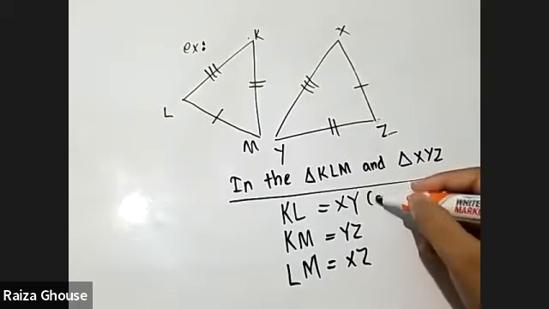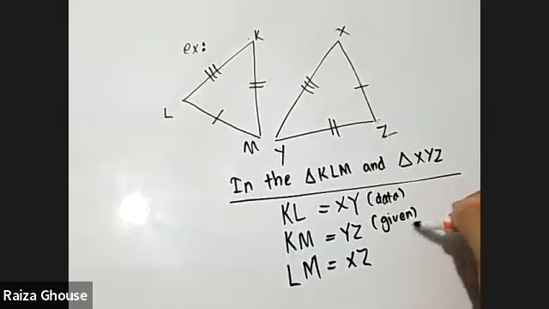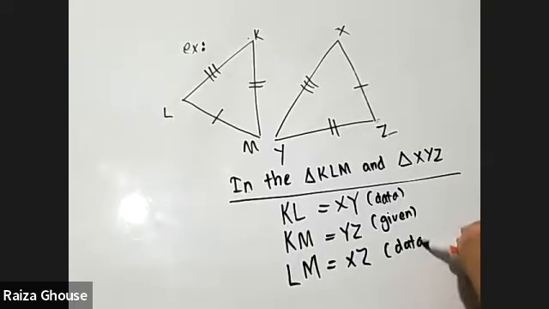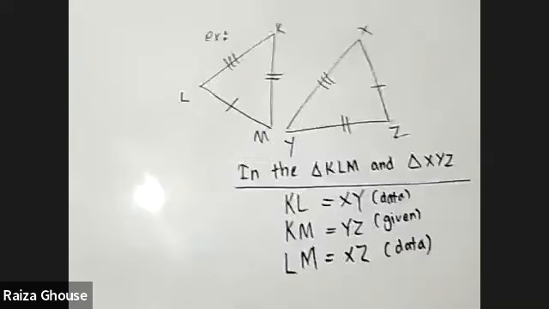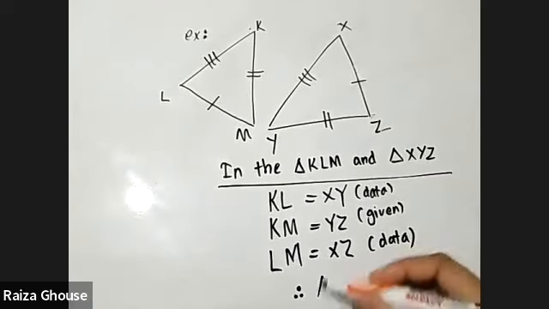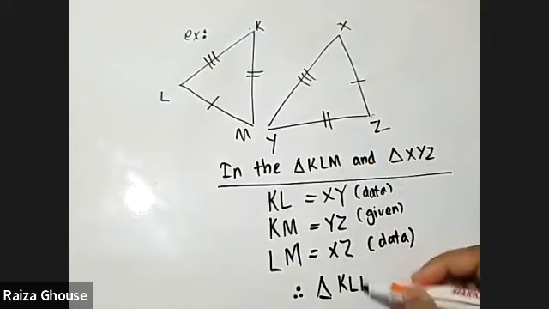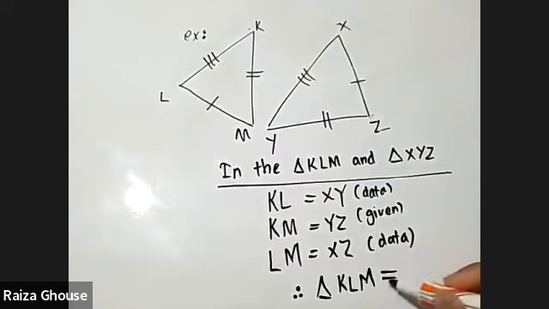Now for these, the proof is data, or you can say given. You should write that. How do you know it is equal? It's directly given, it's provided for us. So that's how you are doing the proof. Now you can write, therefore, triangle KLM is congruent to triangle XYZ.